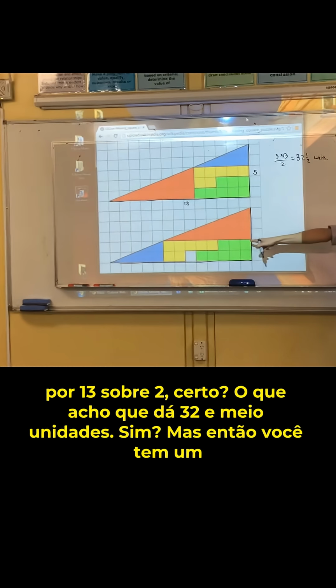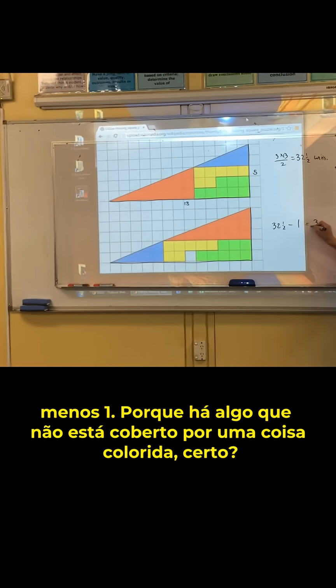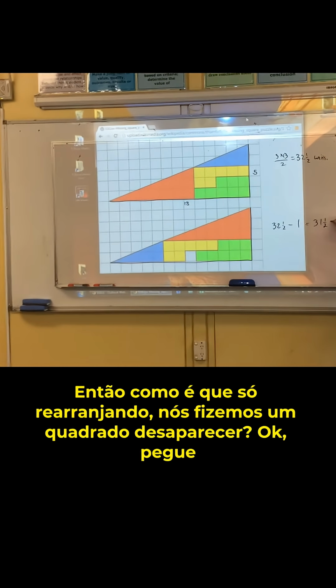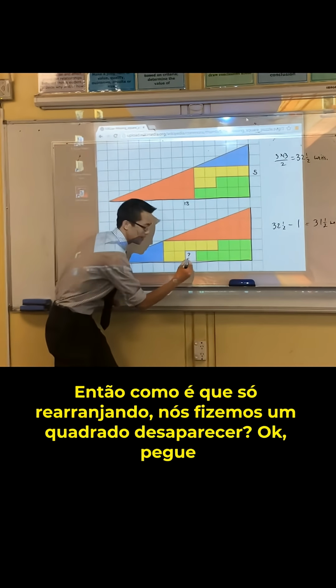Yes? Okay. But then you have a look at this thing, and you're like, well, it's going to be 32.5 units minus 1, because there's something which isn't covered by a coloured thing, right? So how is it that just by rearranging, we have made a square disappear?